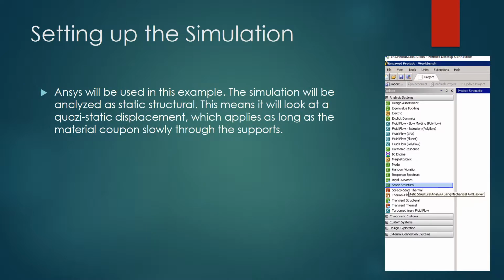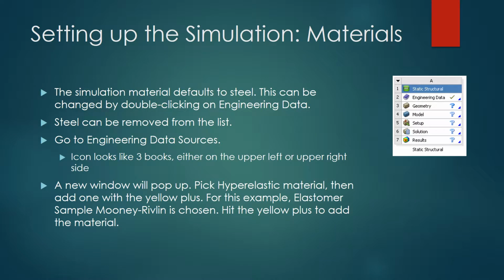The simulation we will be doing is static structural. It's close enough to static as it'll be slowly pulled through the object. If it was pulled fast, you'd have to do a transient response. The default for ANSYS is steel, but that's not hyperelastic at all. So we have to go into the engineering data, remove steel from the list, add a hyperelastic material and some other structural material. You can use steel if you want for the outside structure.